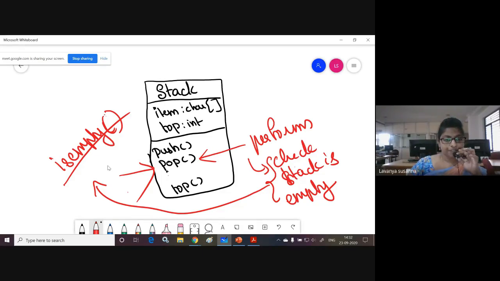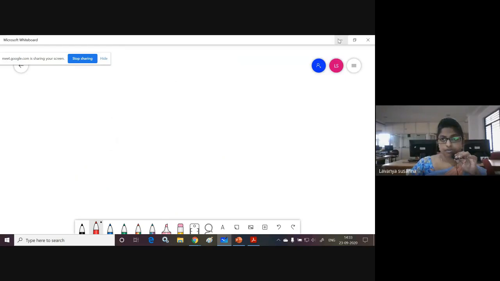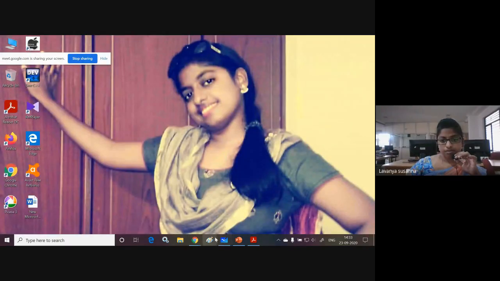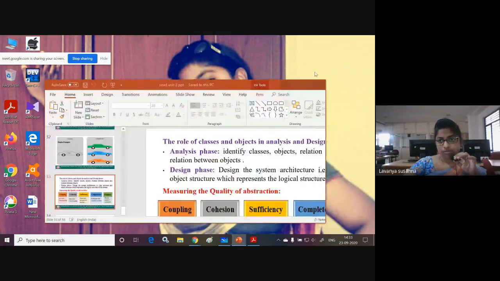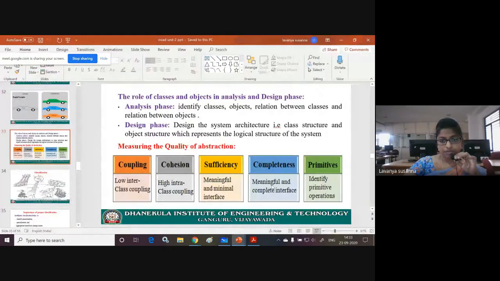So while identifying the operations and attributes, they must be meaningful. You must identify each and every one. You should not miss the basic operations. I hope you understood what is meaningful.